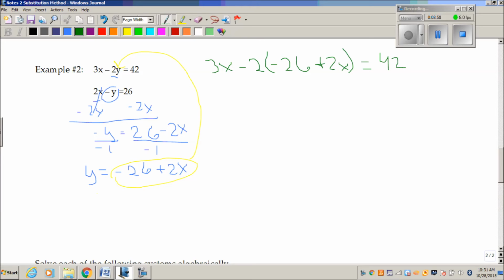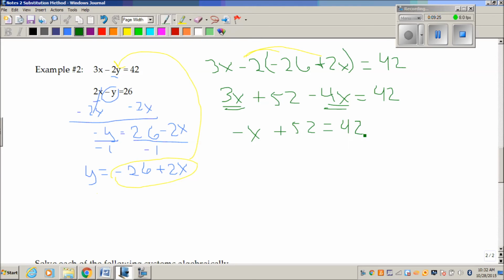This I can solve. So in order to solve, first I'm going to distribute a negative 2 to both terms. So I'm going to get 3x plus 52 minus 4x equals 42. Then I'm going to combine like terms. I'm going to get negative x plus 52 equals 42. I'm going to subtract 52 from both sides. I'm going to get negative x equals negative 10. I don't want a negative x, I want a positive x, so I'm going to divide both sides by negative 1. And I'm going to get x equals 10.